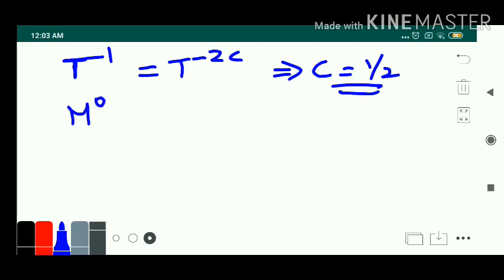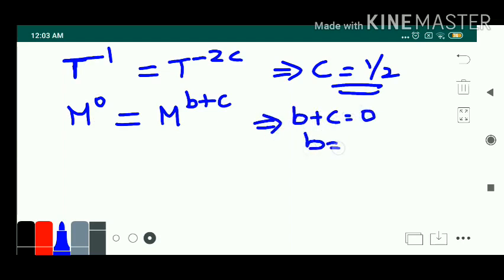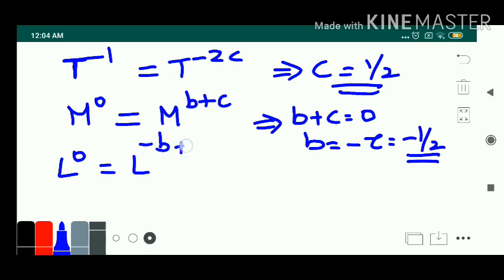In LHS, does it have mass? No. So M raised to 0. In RHS, it is M raised to B plus C. Right? So I can write B plus C is equal to 0 or B is equal to minus C, which is minus 1 by 2. Right? Now L raised to 0 in the LHS side. In RHS, L raised to minus B plus A plus C. Right? So that means I can just write it like A minus B plus C is equal to 0. You have got both value of B and C.